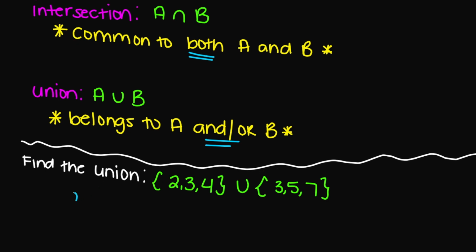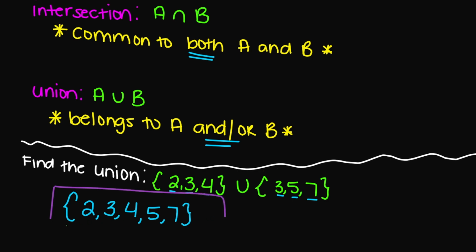If I list it here, so far I see we have a number 2. Then we have 3. Then we have 4. Next, we have 5. And then last, we have 7. So the numbers that belong to A and or B are going to be these numbers here, and this is your final answer.